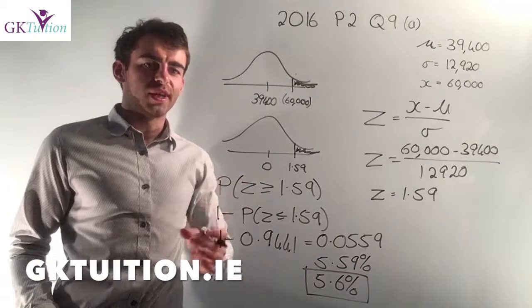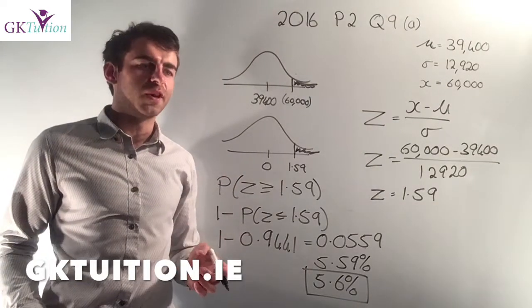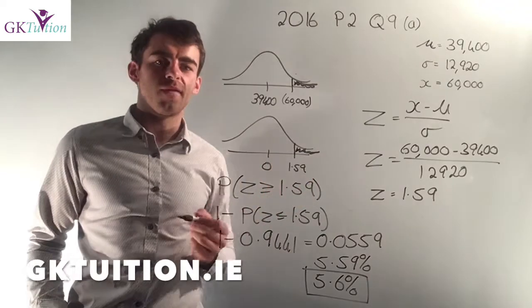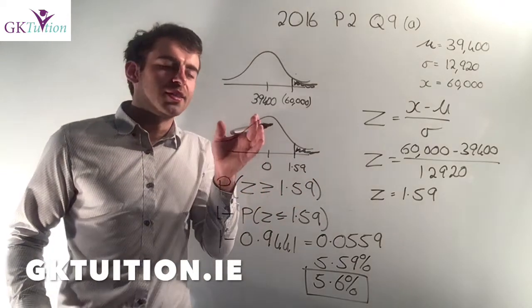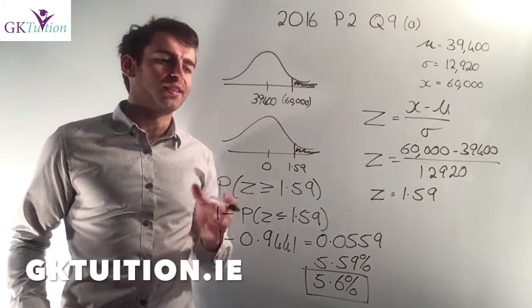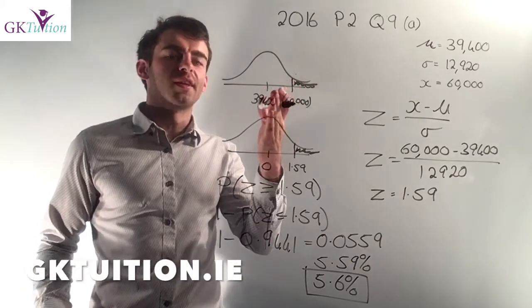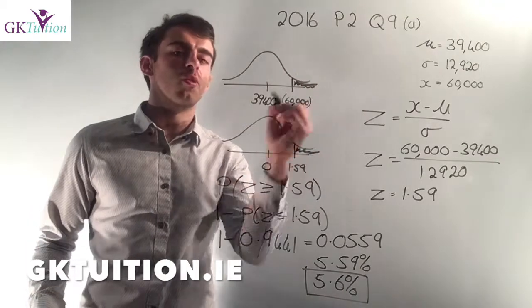So in this case, I've worked out that 5.6% of the figures in any normal distribution are greater than 1.59. And what that means from a practical sense is that in this normal distribution, 5.6% of the population earn more than €60,000.